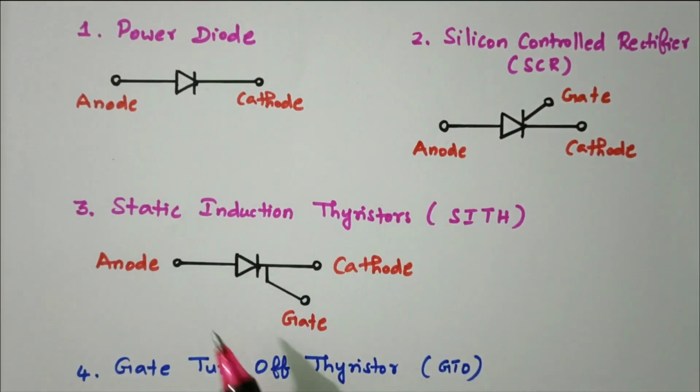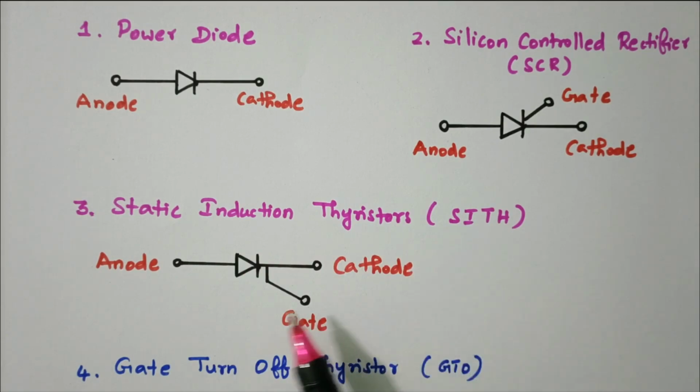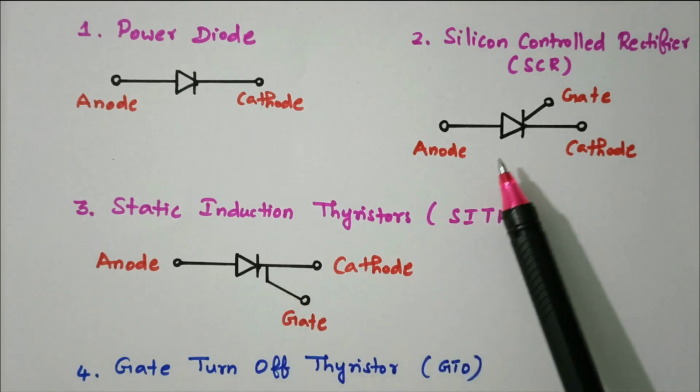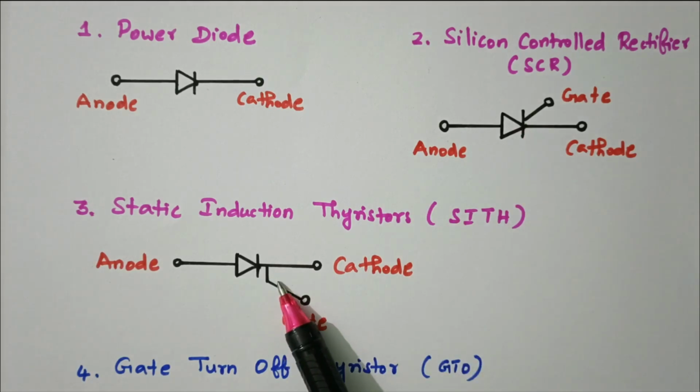The third one is static induction thyristor, SITH. So I have anode, cathode, and the gate terminal is separately available. It's connected through the cathode. Here the gate terminal is available at this point. There is a difference, so from this symbol we can identify this is the static induction thyristor.